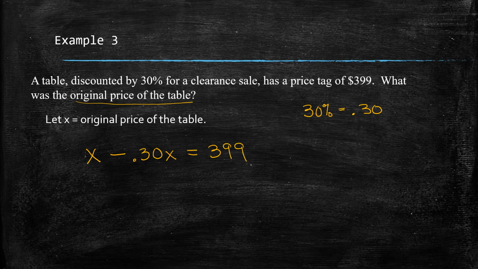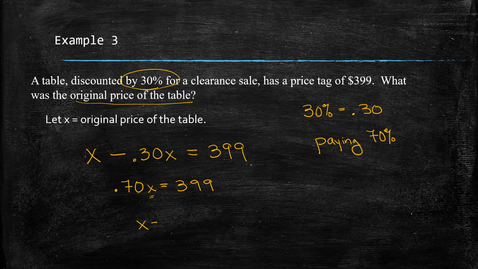On the left-hand side, let's simplify since we do have like terms. So I have x minus 0.30x, which gives me 0.70x. So this equals $399. If you go into a store and there's a 30% off sign, you can think of this as paying 70% of the original. So this equation should make sense: 70% of the original amount, so 70% times x, is what we're paying, $399.